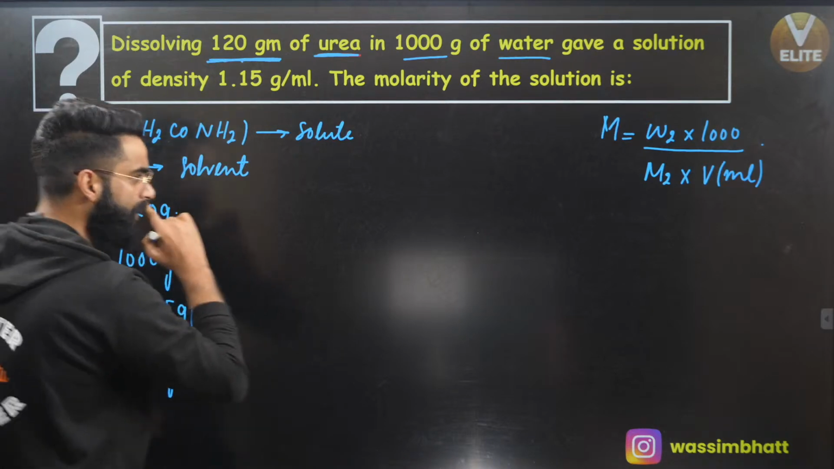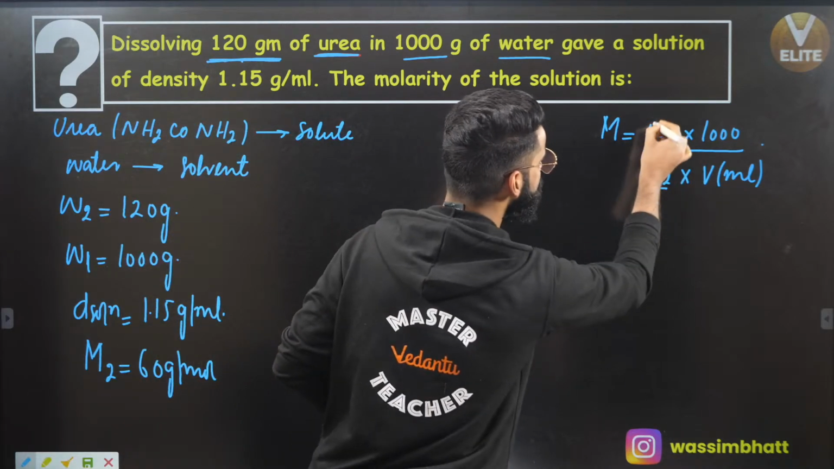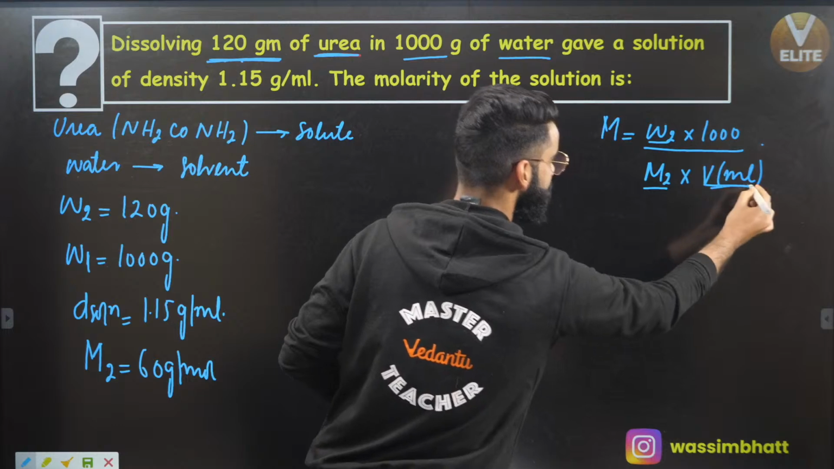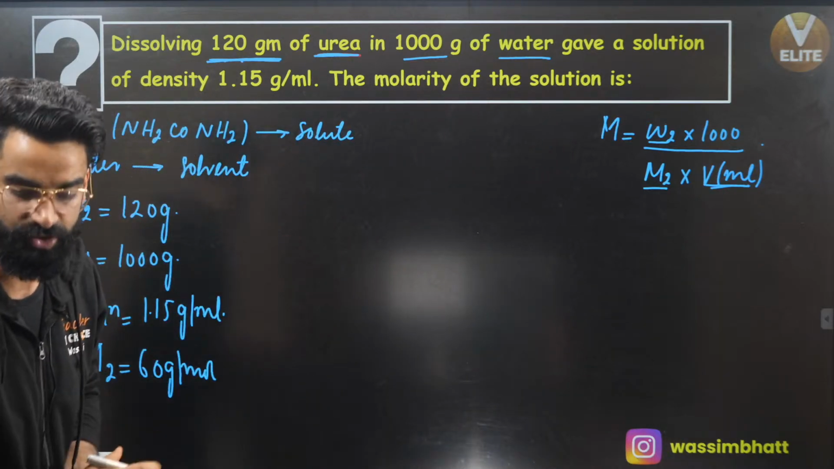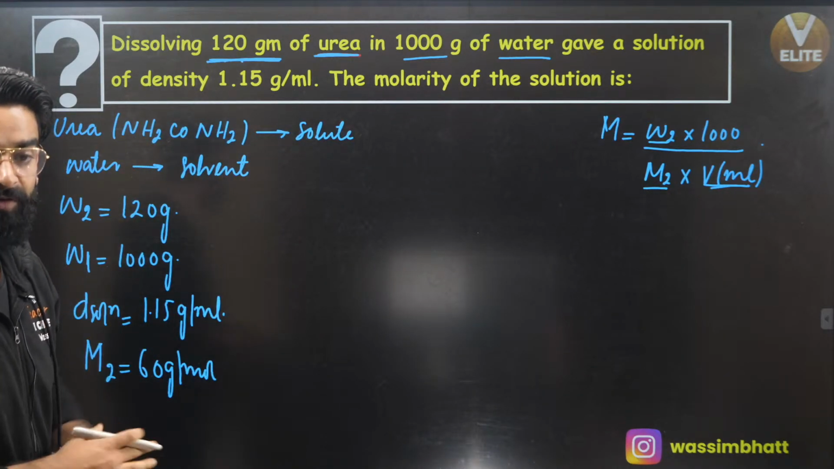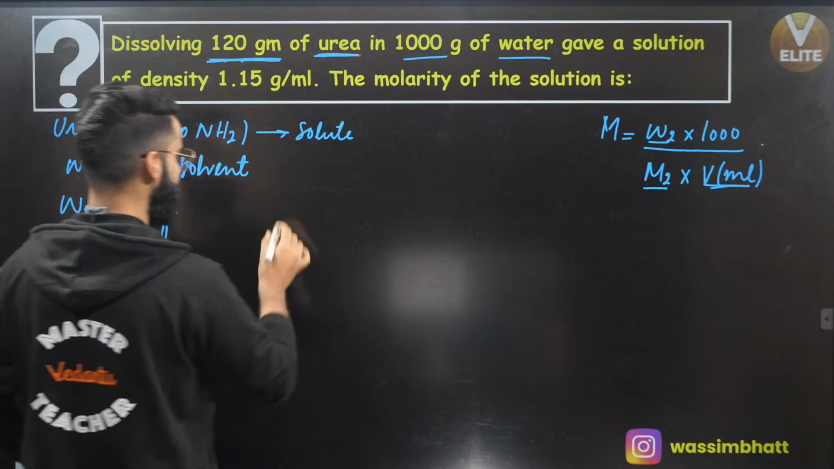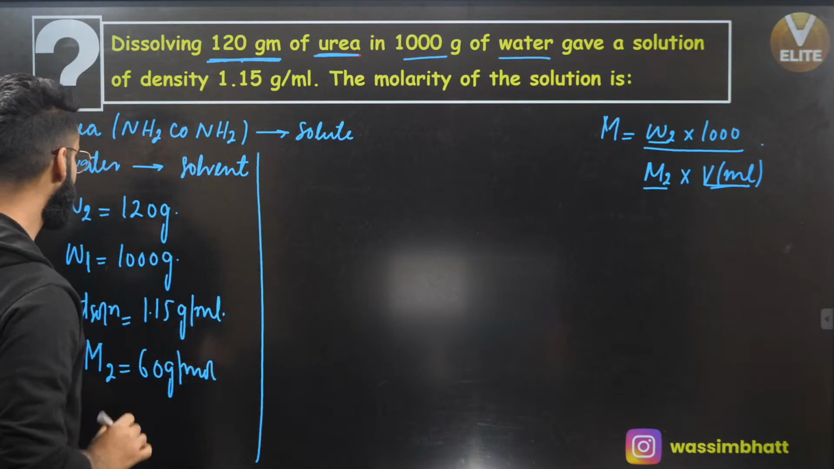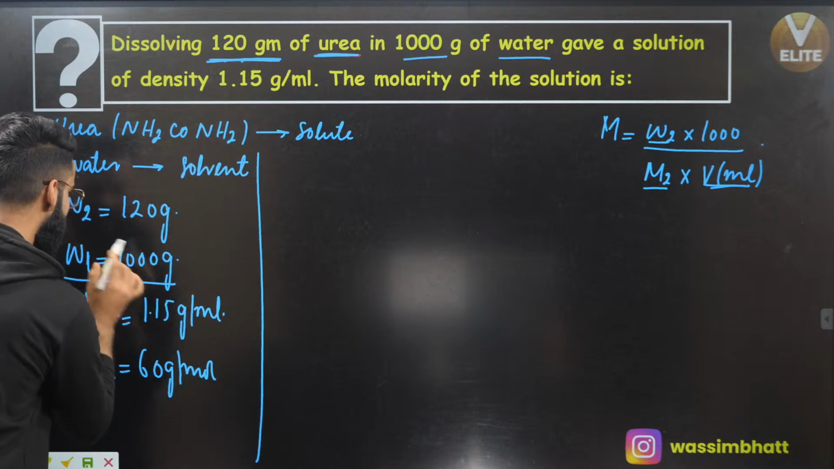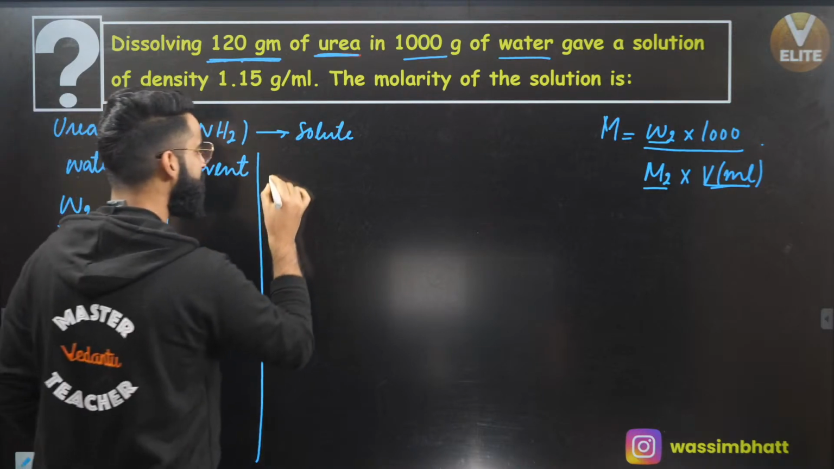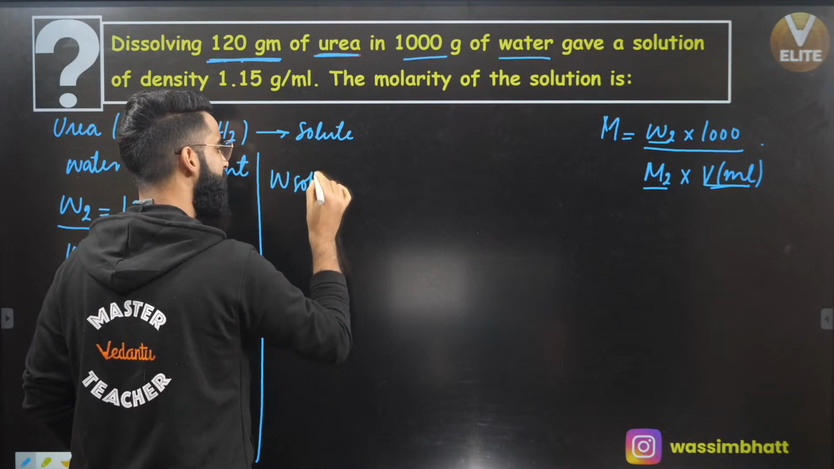So molar mass of solute and W2 I already know. I only need the volume of solution, but volume of solution is not given to me. How will I calculate it? Understand properly. I'm given the mass of solvent and the mass of solute. Can I calculate the mass of solution? Absolutely, I can do that.